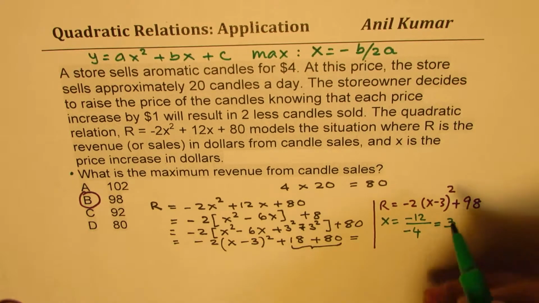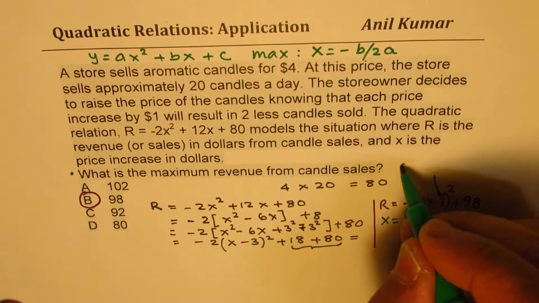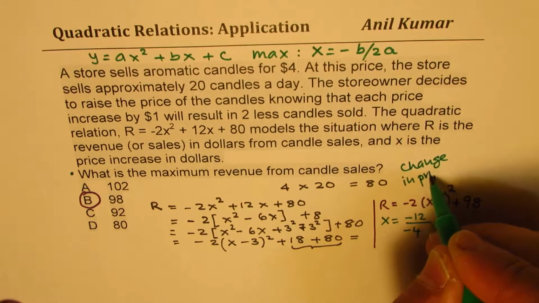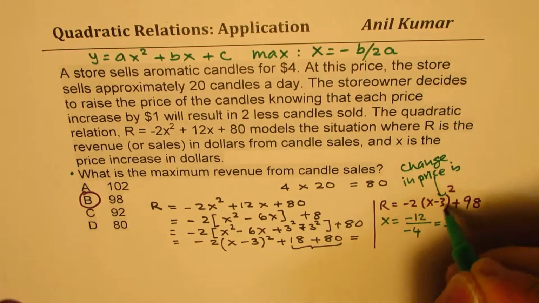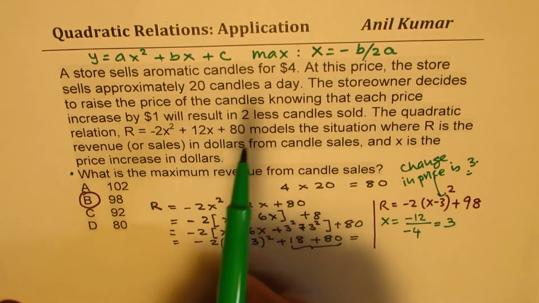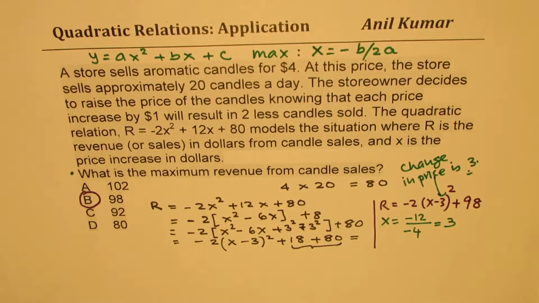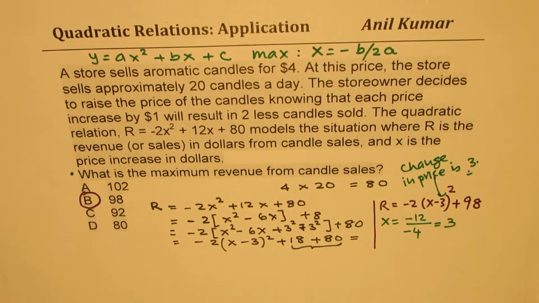So you have also found from here that the change in price is 3. That means for original price of 4, $7 should be charged for getting a maximum of 98.